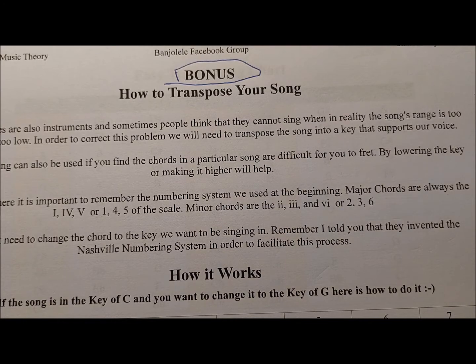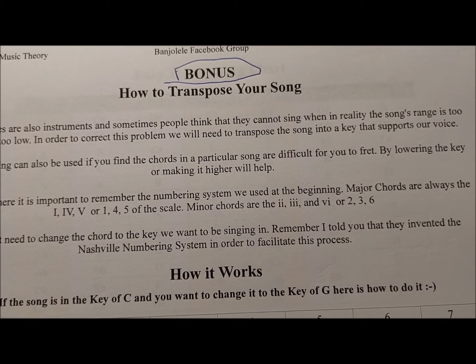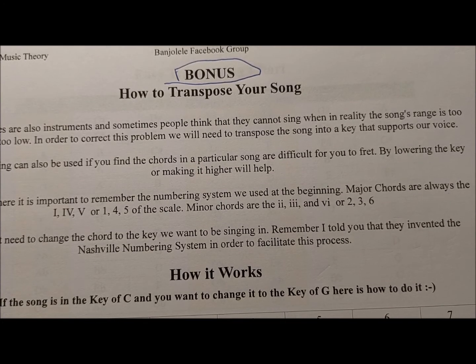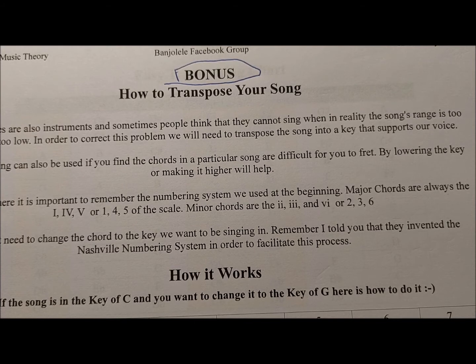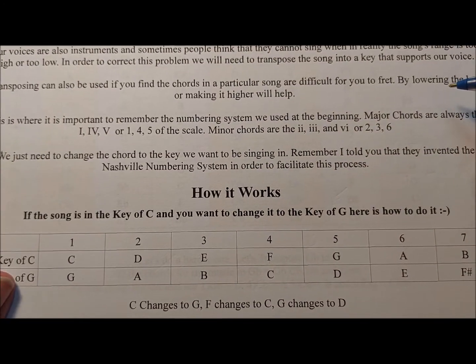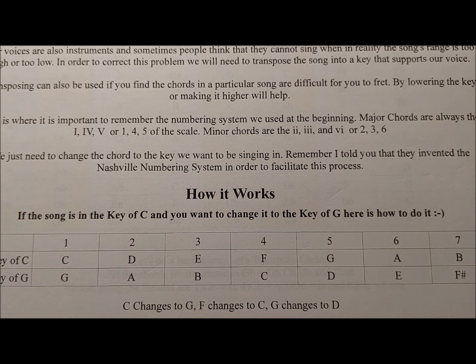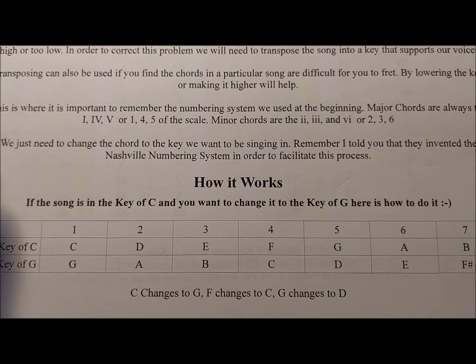Our voices are also instruments, and sometimes people think that they cannot sing, when in reality, it's the song's range that is too high or too low. In order to correct the problem, we need to transpose the song into a key that will support our voice, our instrument. Transposing can also be used if you find the chords in a particular song are difficult for you to fret. By lowering the key or making it higher, it may help. Like I hear everyone says they hate the dreaded E chord, but I change the key and then it'll be F, you know. Just, yeah.